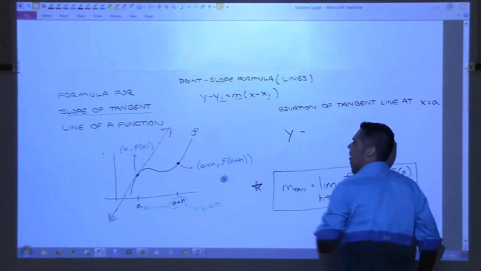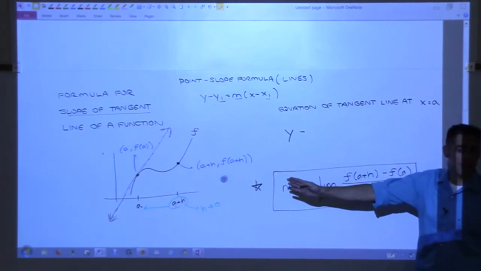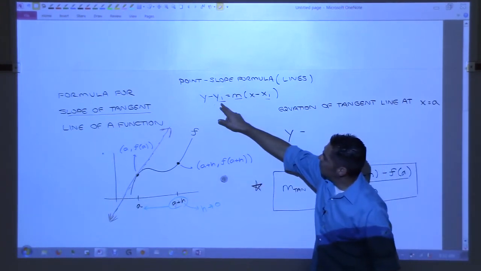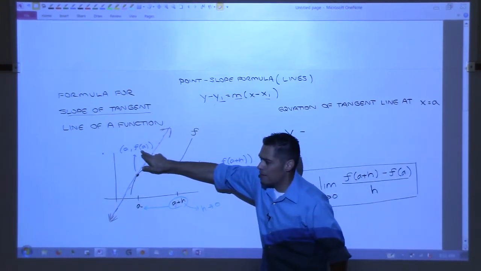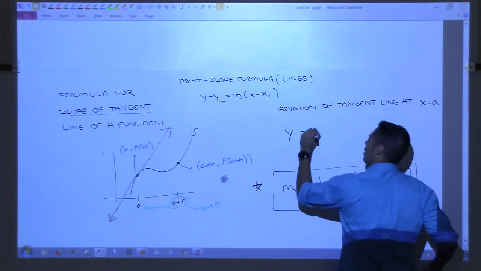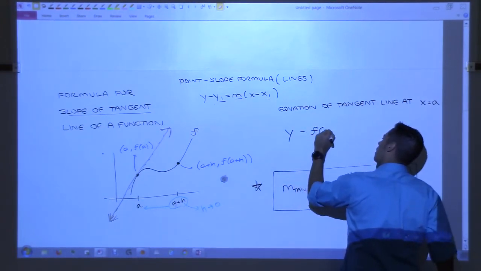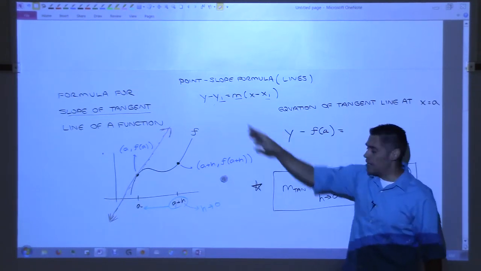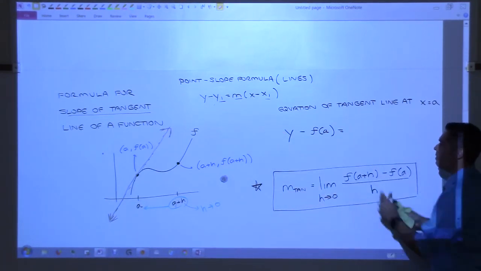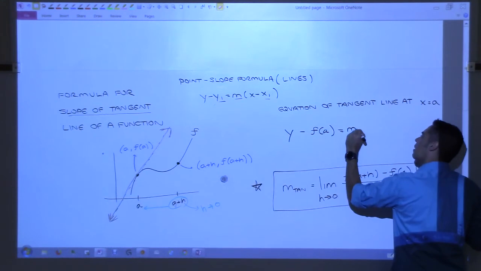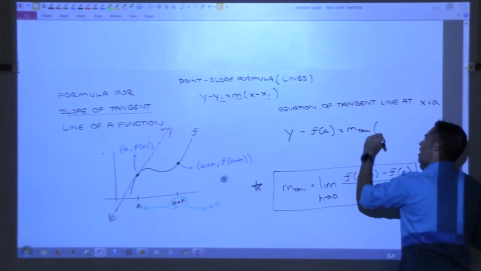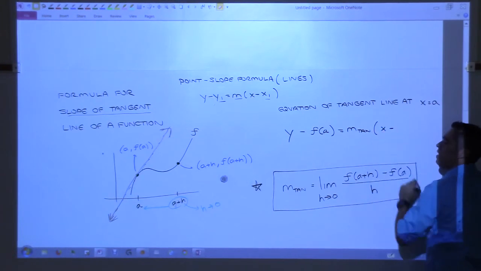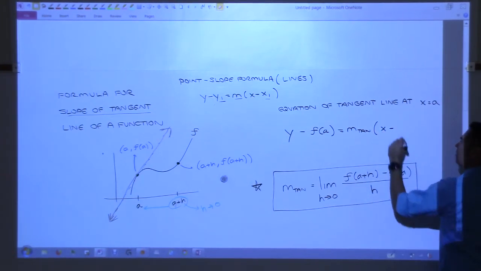y minus, now what is y1 going to be for us? In this general picture, what's y1? That's this right here, right? That's f(a). So it's going to be y minus f(a) equals, now m for us is this m, isn't it? So I'm going to put m tan, parentheses, x minus, and what's x1 for us? a.